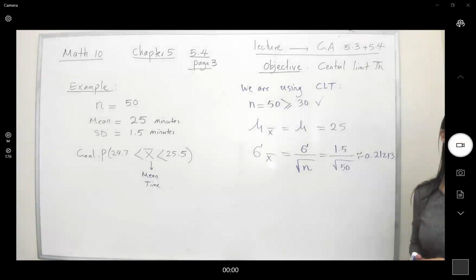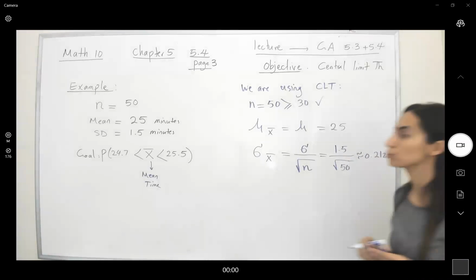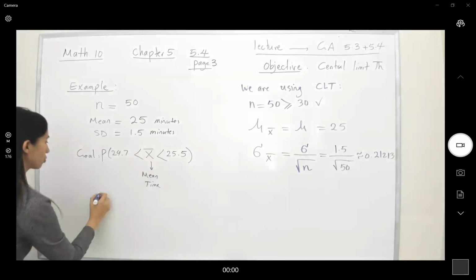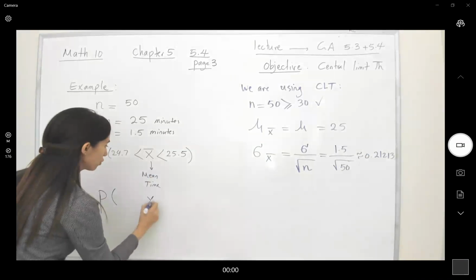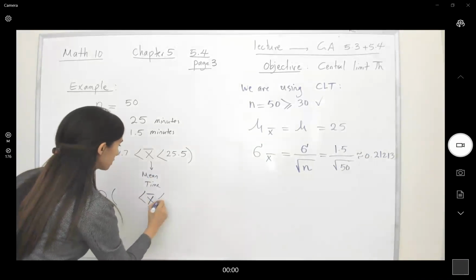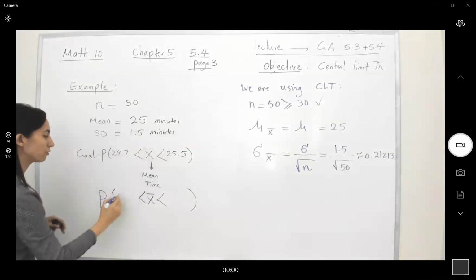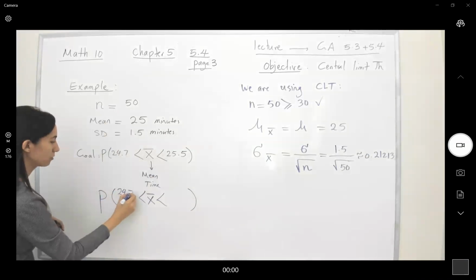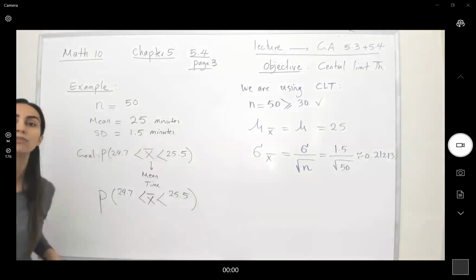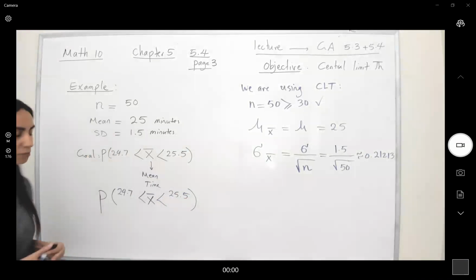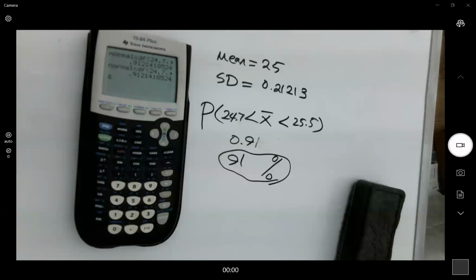Okay, now you have your information. Now you can use your calculator. So you're finding the probability that your x bar is in between these two values by using the new information that you have. Okay, let us check our calculator.